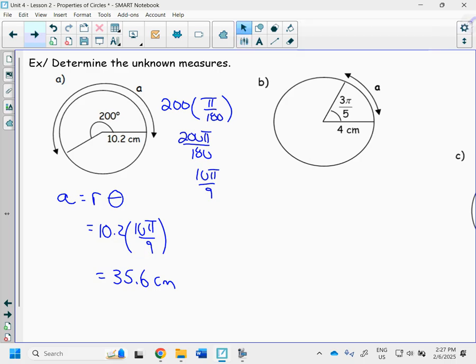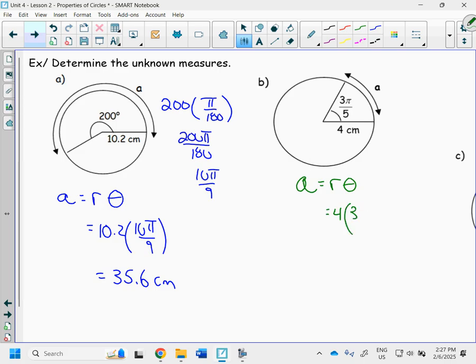B is pretty nice. Looks to me like our central angle is already in radians, so you don't have to convert it. In fact, because this one doesn't have any decimals in it, you can actually leave this as an exact answer of 12 pi over 5, and you can be done with that. Just call that centimeters. If you really want to put in the 3 sig figs, you can call that 7.54 centimeters. So honestly, I'd just leave it as exact, 12 pi over 5.